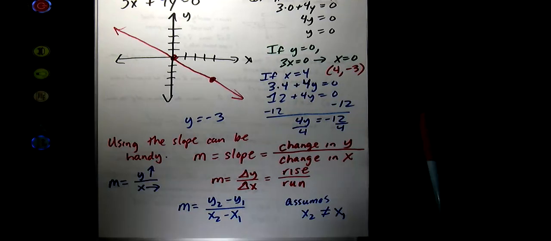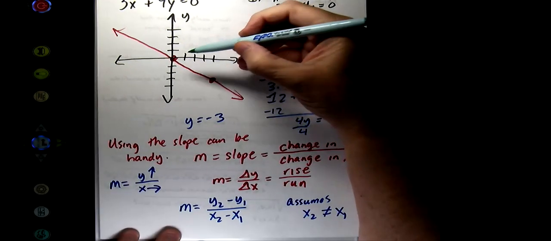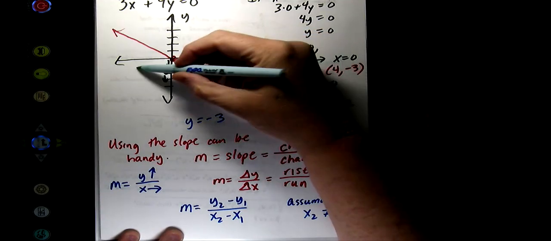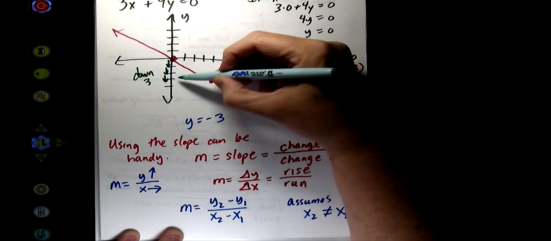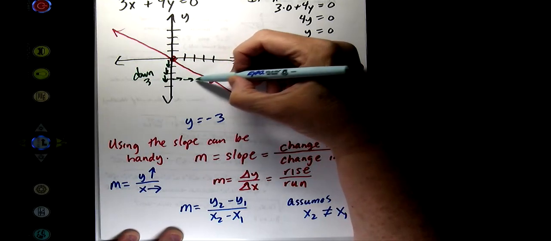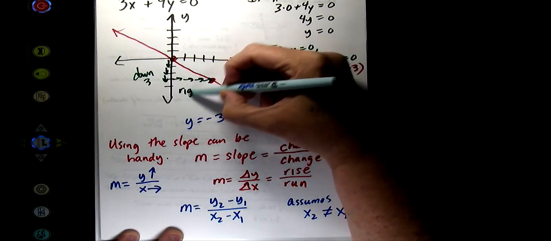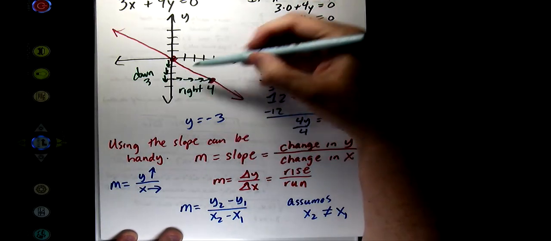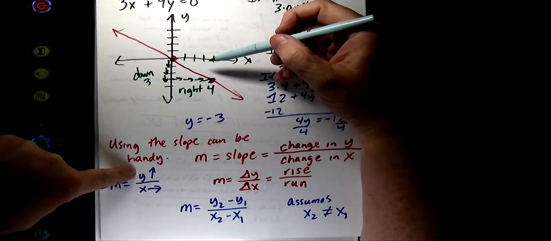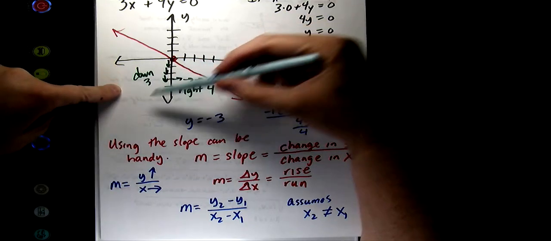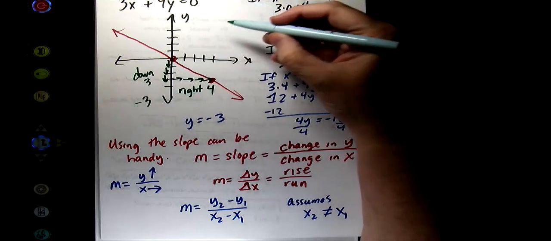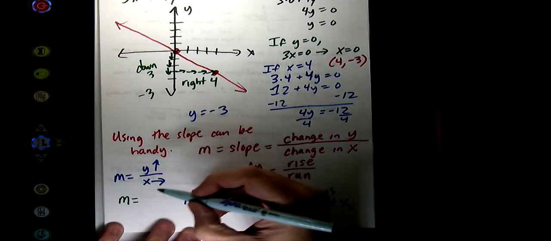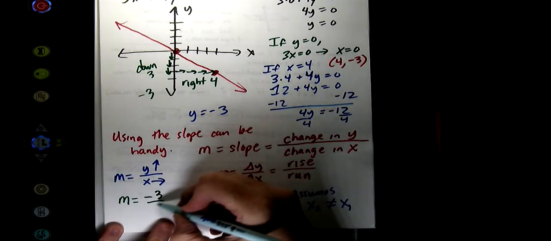So. My change in y, I went down 3. And I go right 4. Down is not up, so down gives me a negative value. My line up there has a slope of -3 over 4.